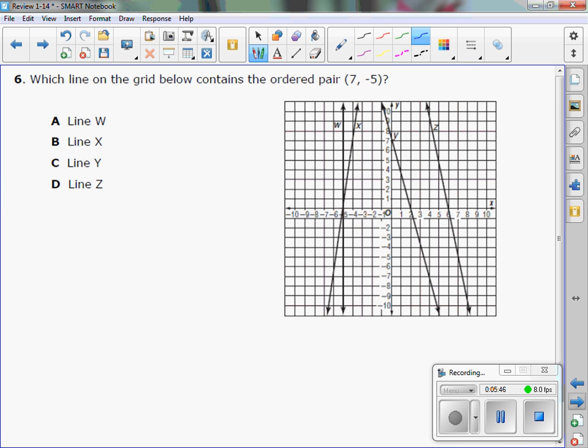Number 6, which line on the grid below contains the ordered pair 7, negative 5? Remember, your first number tells you where to go on your x-axis. So I want to go across to positive 7, and then I want to go down to negative 5. So there's that point, and you can see that falls on line Z. So the answer choice there would be D.